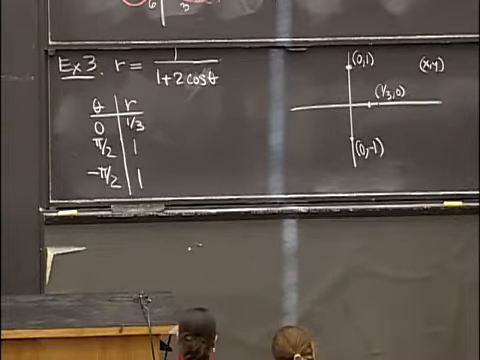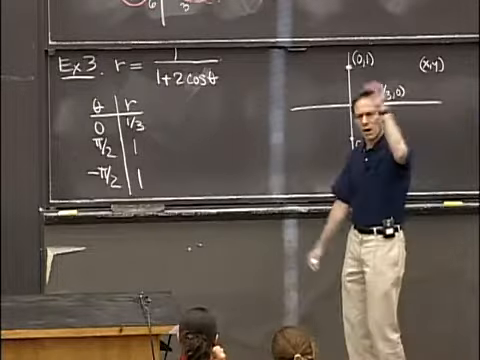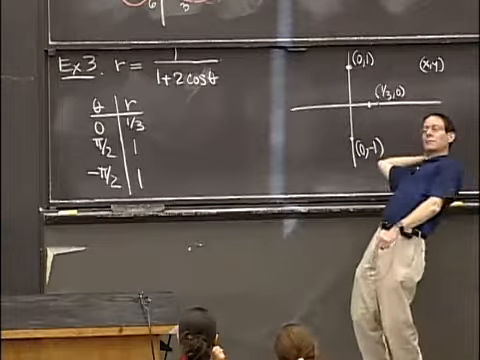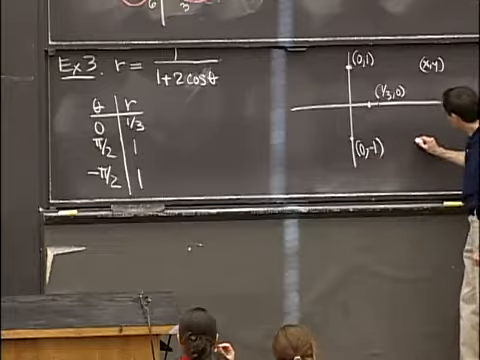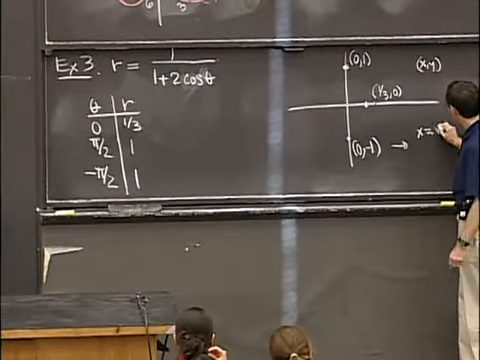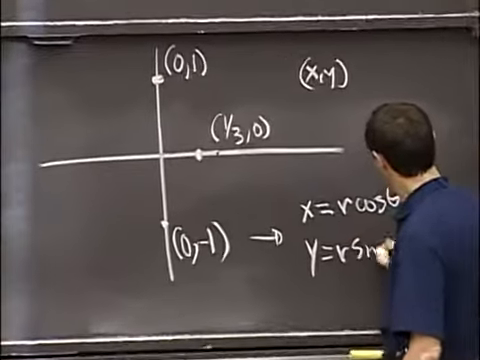Now, let me just emphasize, you should be able to think of this visually if you can crank your arm around and think it through, but this also works using the formulas x equals r cosine theta, y equals r sine theta.